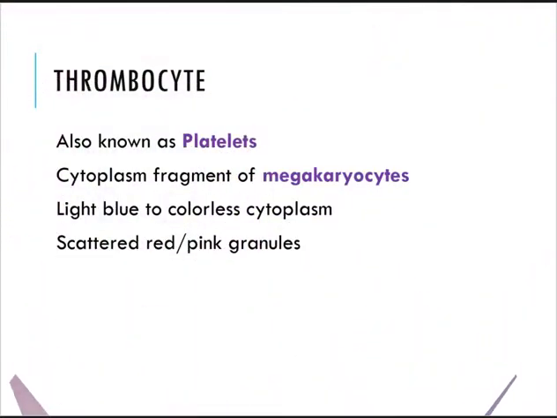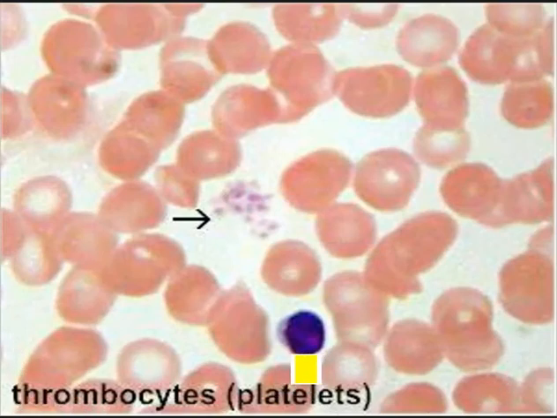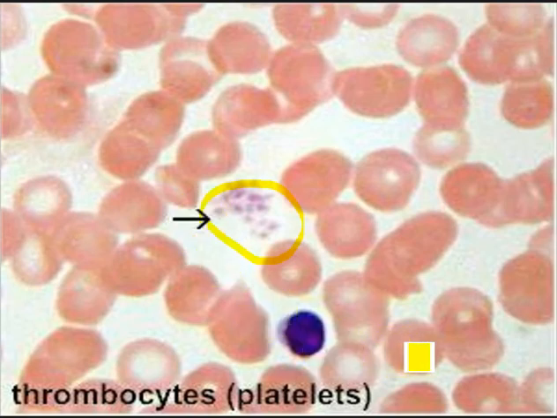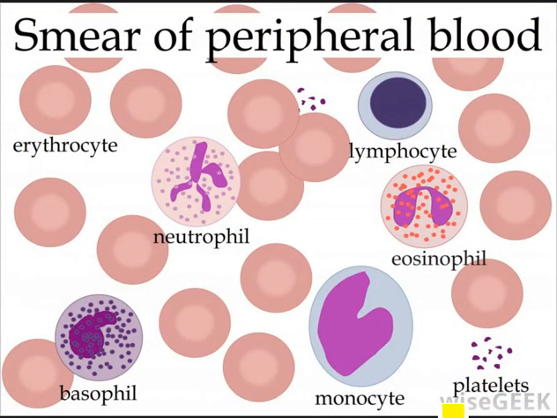Now, talking about your platelets, they are known as your thrombocytes. If you have watched Cells at Work, those kiddos are your thrombocytes or your platelets. They come from the cytoplasm fragments of your megakaryocytes. Usually this is a small lymphocyte, and these are your platelets.